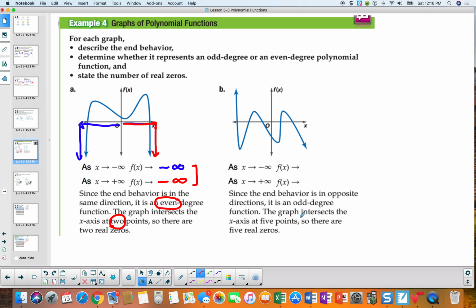Let's do this same kind of problem. We're going to allow x to go to negative infinity, and we're noticing the y's are increasing, so that's positive infinity. Now we're going to take a look as x goes to positive infinity. Notice that the y's are going down, so that's negative infinity. When the end behavior is different, we know that it's an odd function, and in this case it intersected at 5 points, so there are 5 real zeros.